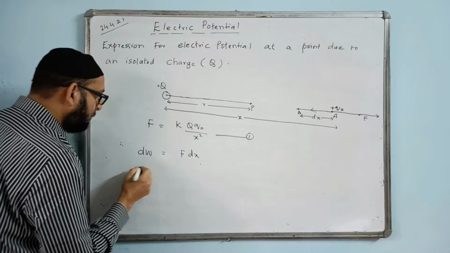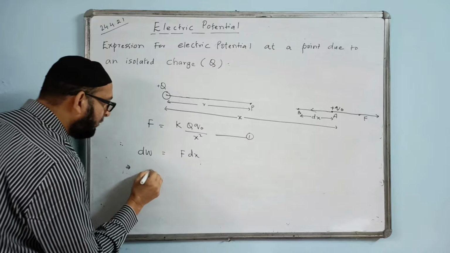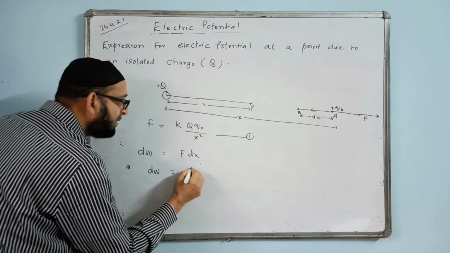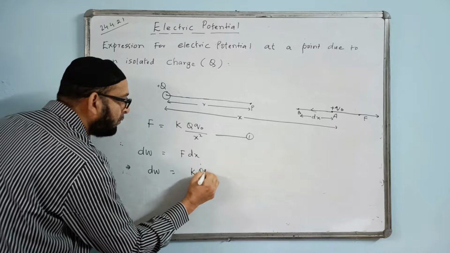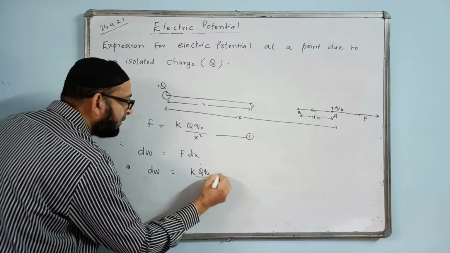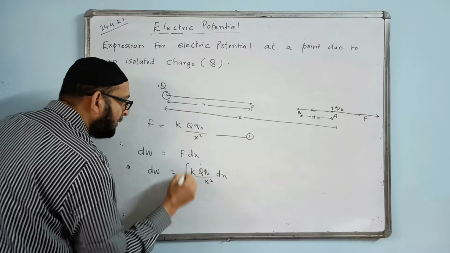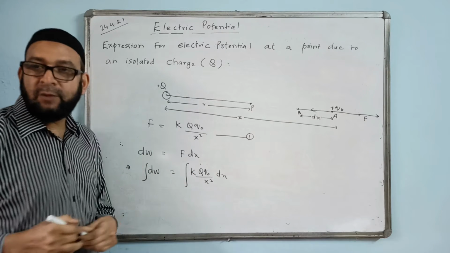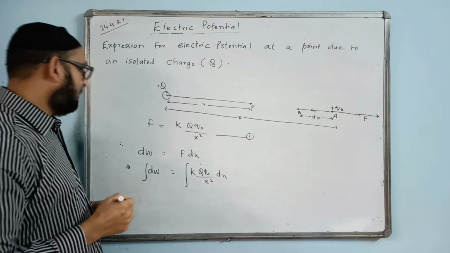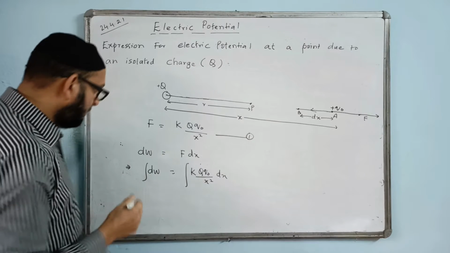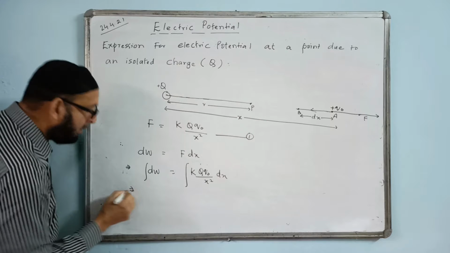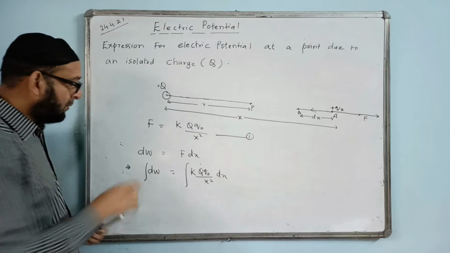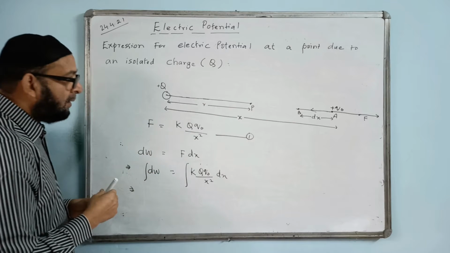Now, next we will do dW. The value of F I put, which is k q naught by x square dx, and we will be integrating. To remove differentiation we have to integrate. About this I will discuss later, but to remove the derivative we have to do integration. Then we will get the value of work done.